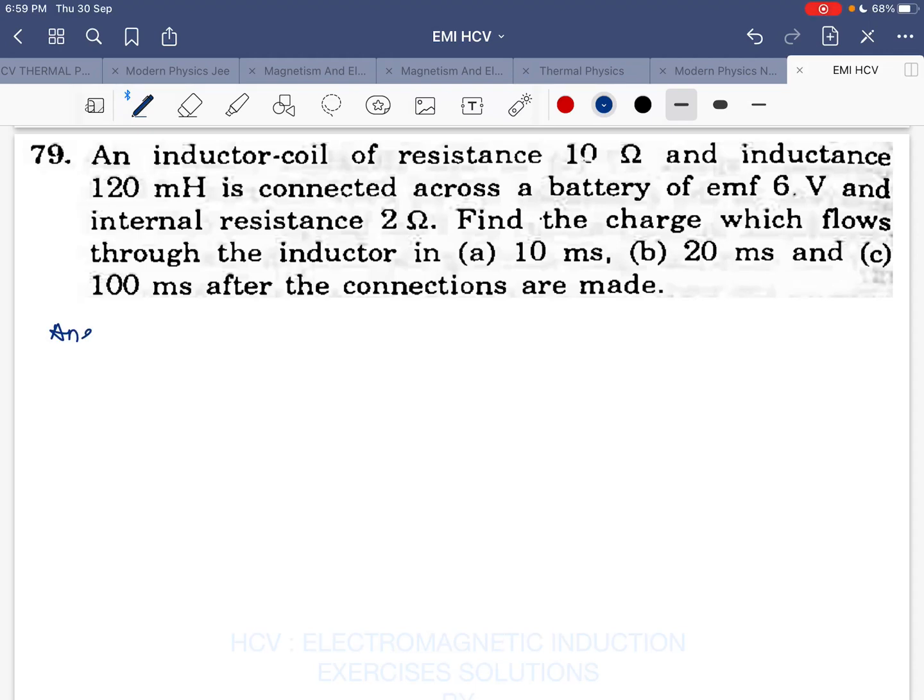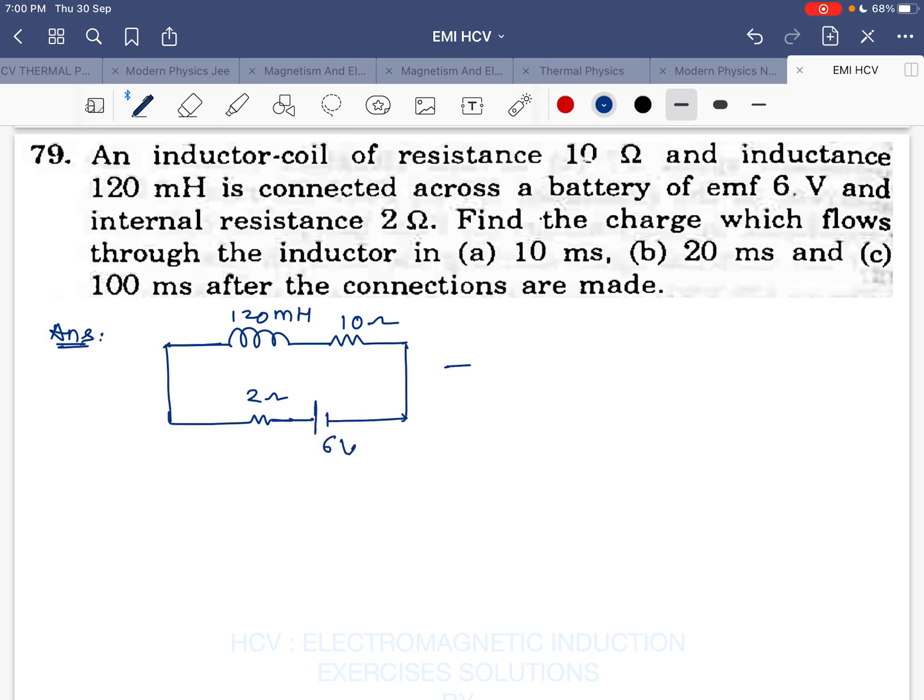Okay, so let's start with the 79th example, and it is said that an inductor coil of resistance 10 ohm and inductance 120 millihenry is connected to a battery. So here this is the inductor coil. It is connected to 10 ohm, the inductor is 120 millihenry, and it is connected to a 6-volt battery. Its internal resistance is 2 ohm, 6-volt battery.